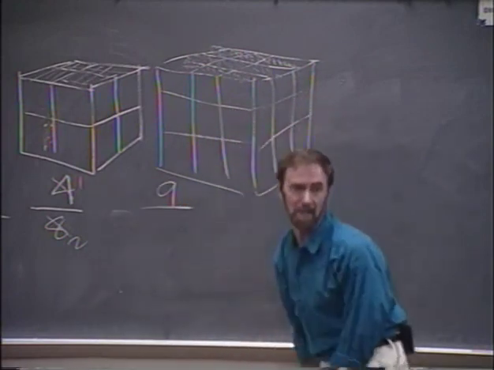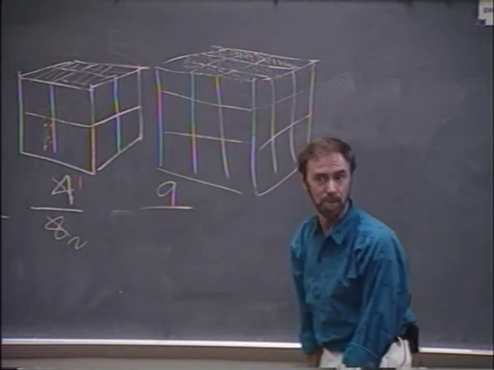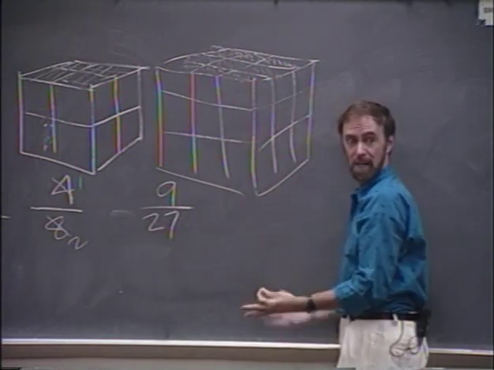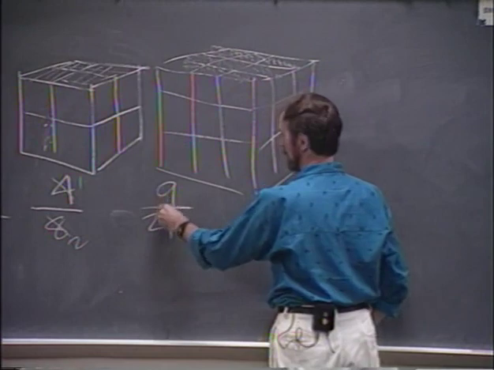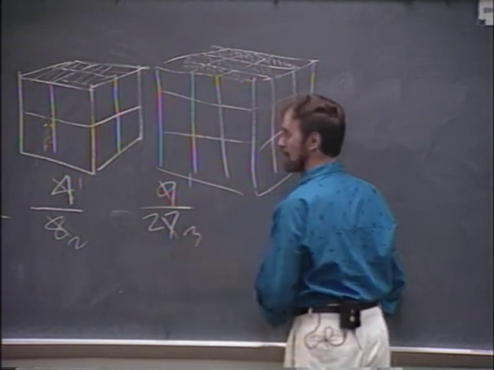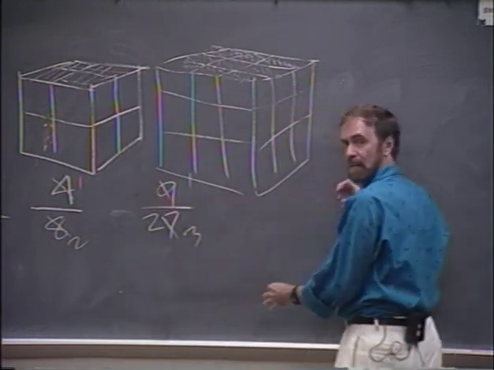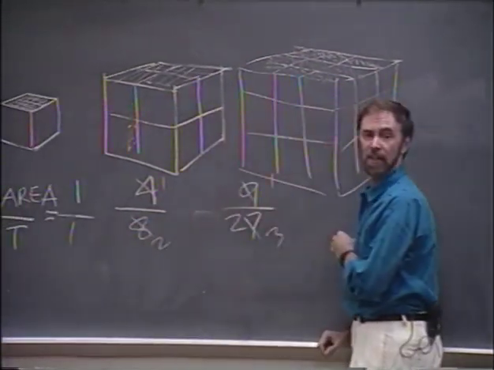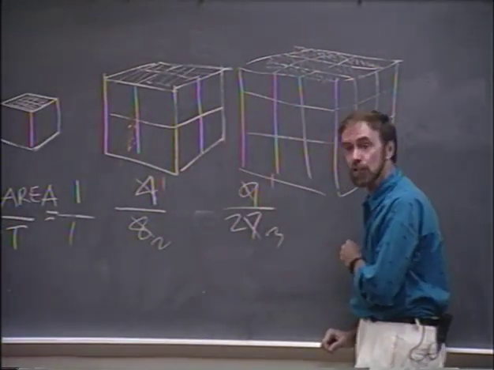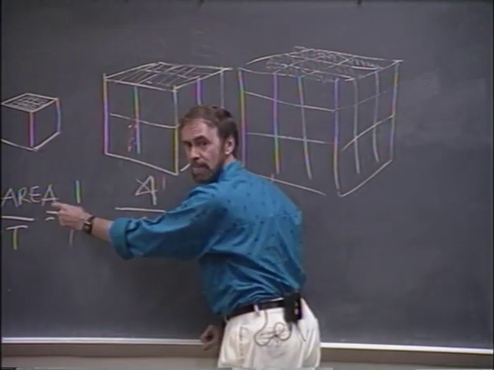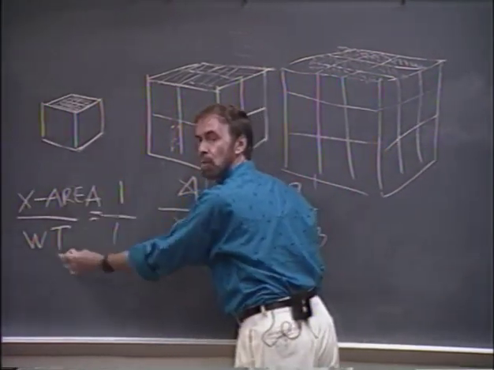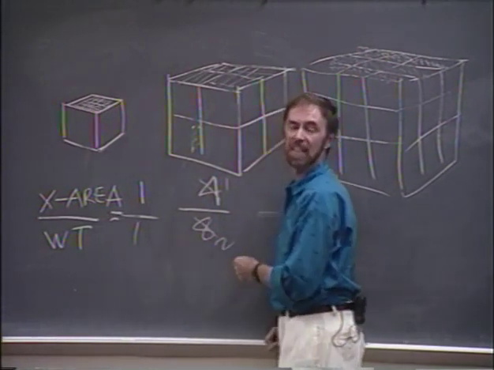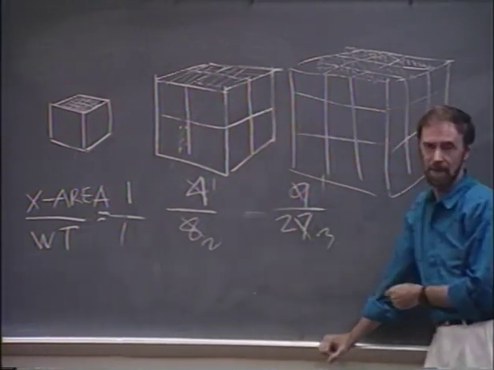And what's the weight going to be? 27. 27, gang. Can you count them up? 3, 3, 3, 3, 9, 9, 3. And what do we got here? 1/3. As we keep going up and up and up, it turns out that the weight gets a lot bigger than the cross-sectional area. And you know what? The strength has to do with the cross-sectional area. So the strength to weight ratio goes down as things get bigger and bigger.